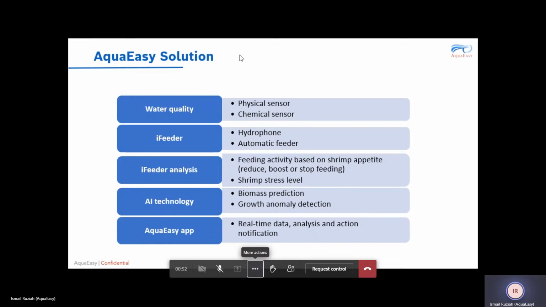Then the next one, we want to check the hydrophone sounds. This one, you also require the SG team to help you. Then the next one is the physical sensor data availability. If they opted for this package, we will need to check the sensor data also. It's automatically coming in after setup.